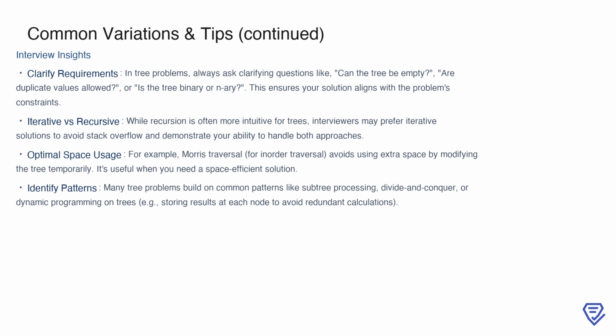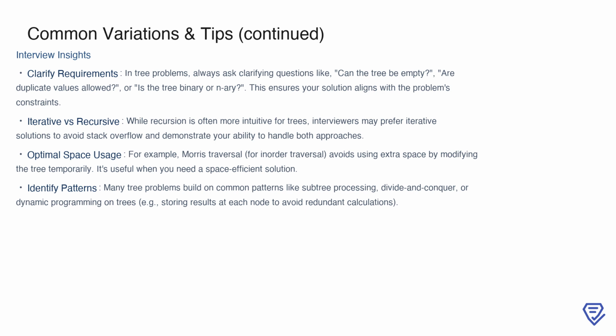Another consideration is the choice between iterative and recursive approaches. While recursion is often more intuitive for tree problems, interviewers may prefer iterative solutions since they avoid stack overflow and demonstrate your ability to handle both methods. Optimal space usage is also important. For example, Morris traversal provides a way to perform in-order traversal without extra space by temporarily modifying the tree.